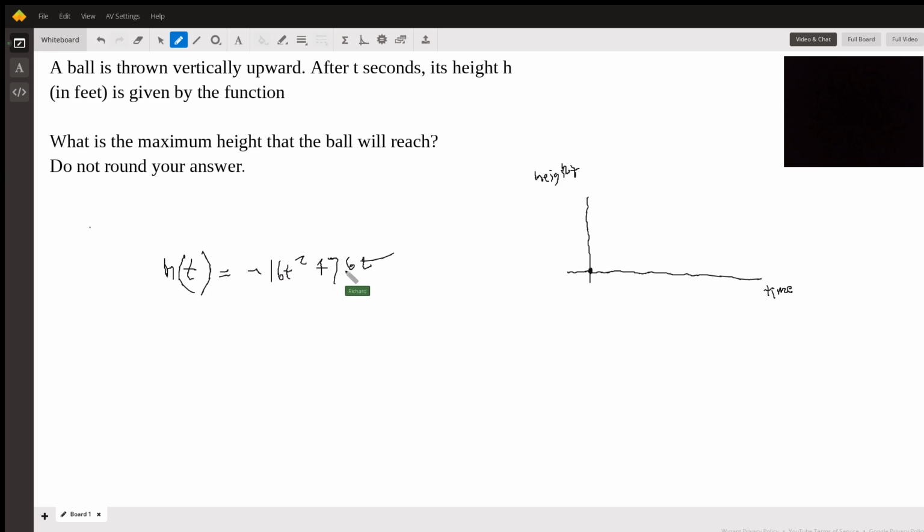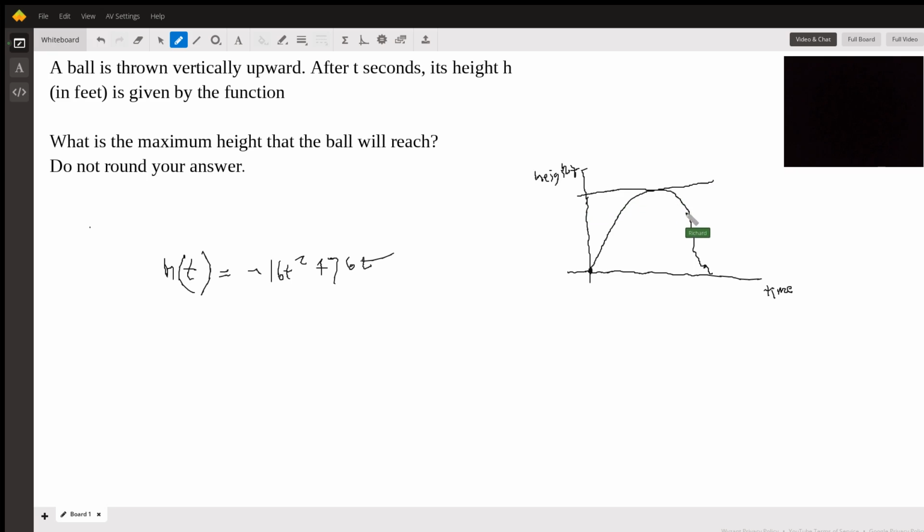This is a parabola, or a quadratic equation in standard form, so this is going to be at squared plus bt plus c. So a here is negative 16, b is 76. It's going to be thrown up in the air, and then it's going to come back to land again. And the question is asking, what's the maximum height that this ball reaches?